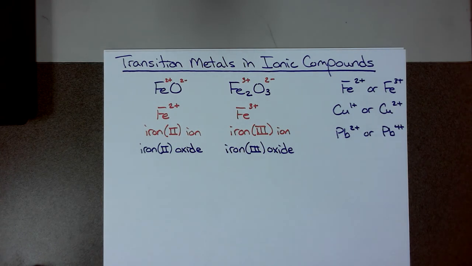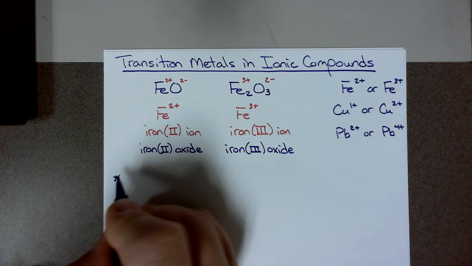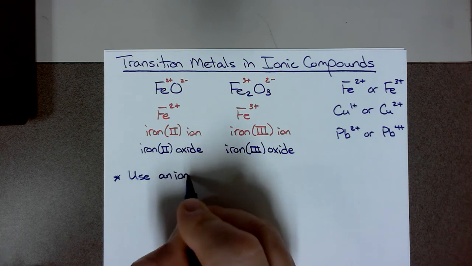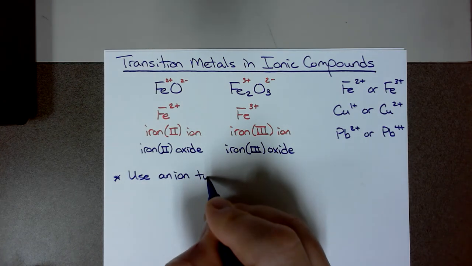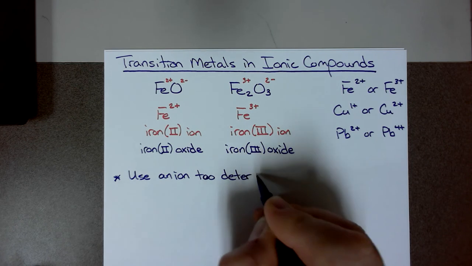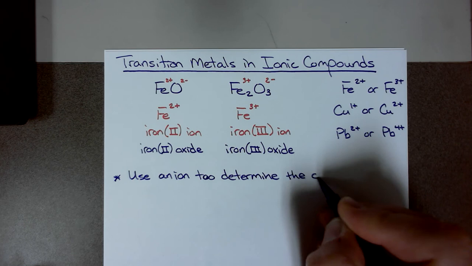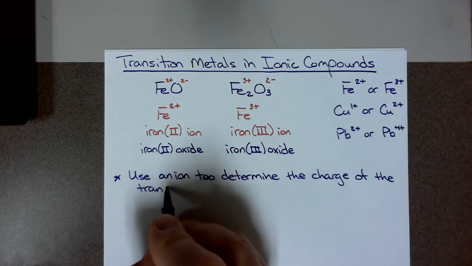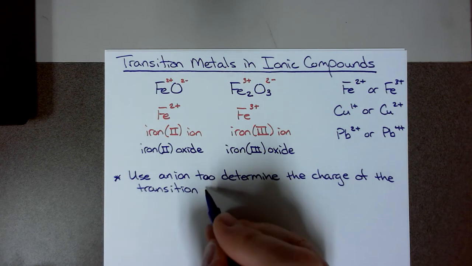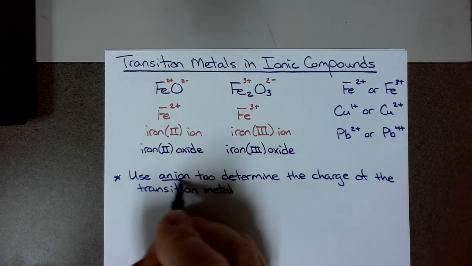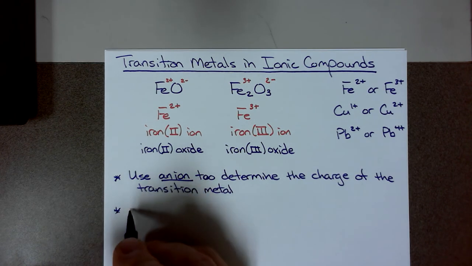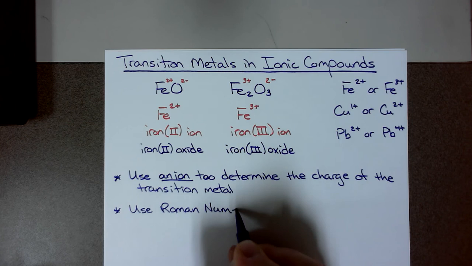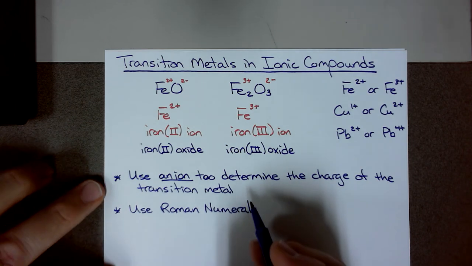So let's make a couple rules here. First rule is that we use the anion in the compound to determine the charge of the transition metal. So we use the anion to determine the charge. And the other one is that we use Roman numerals to identify the charge of the transition metal.